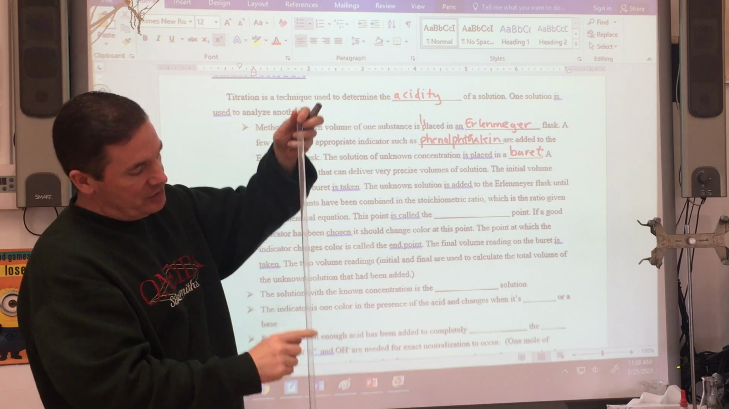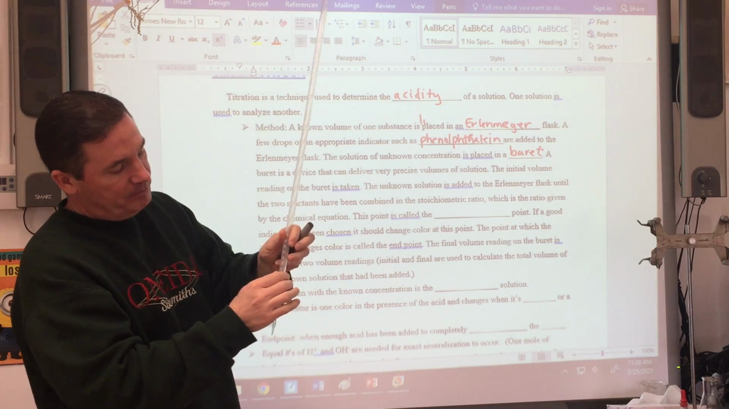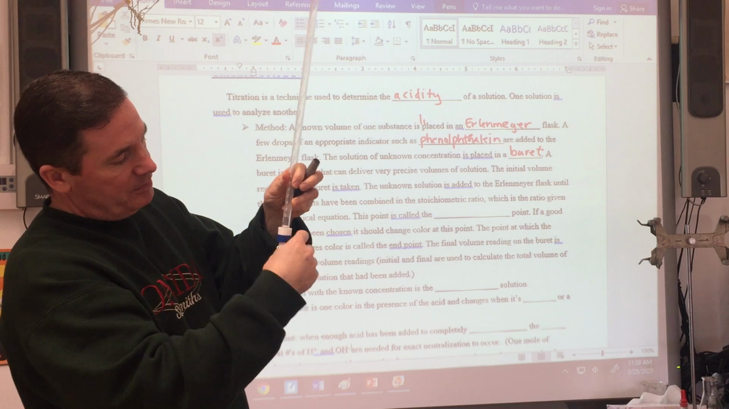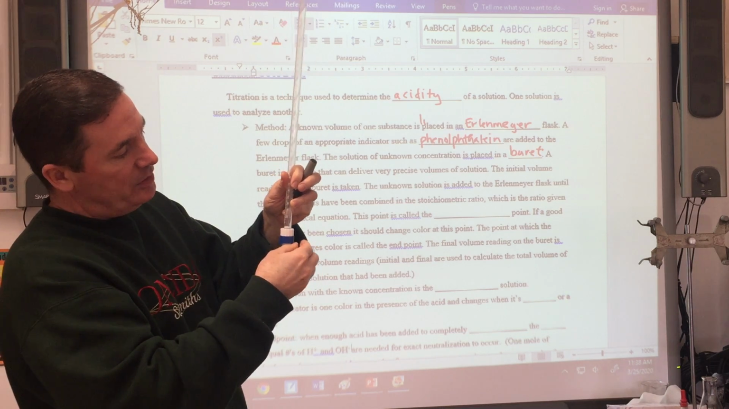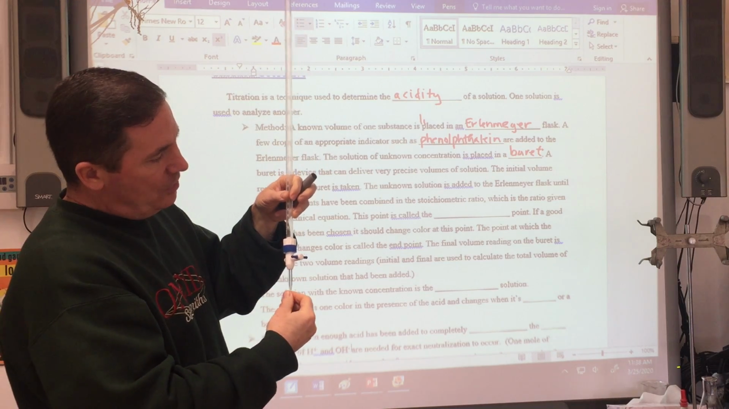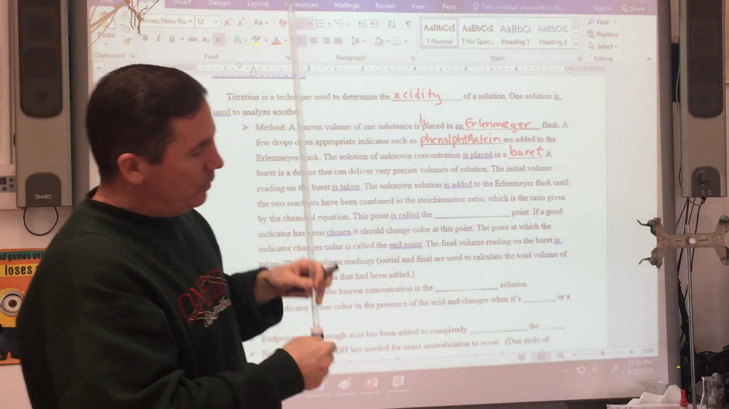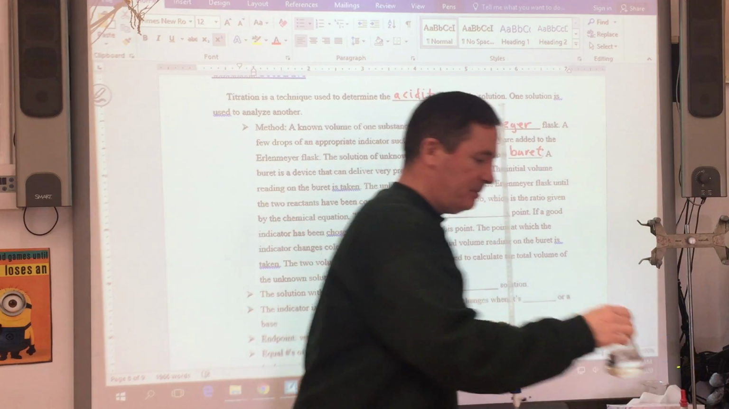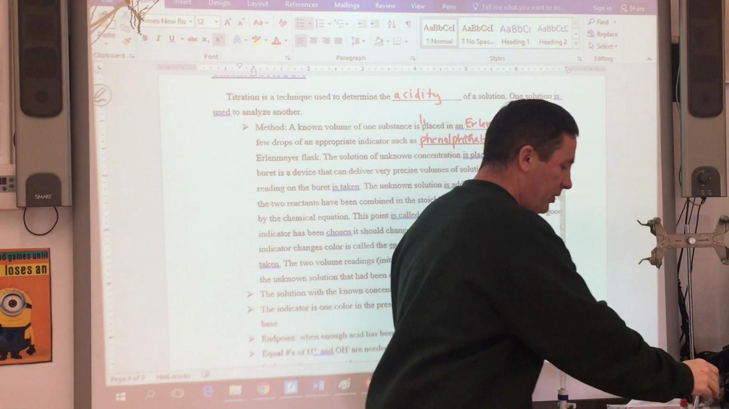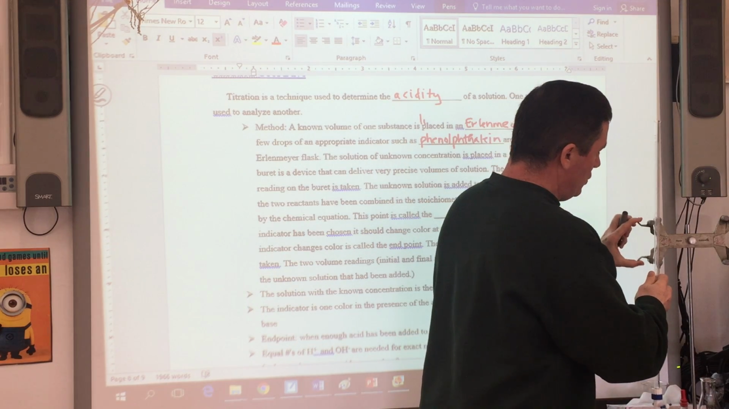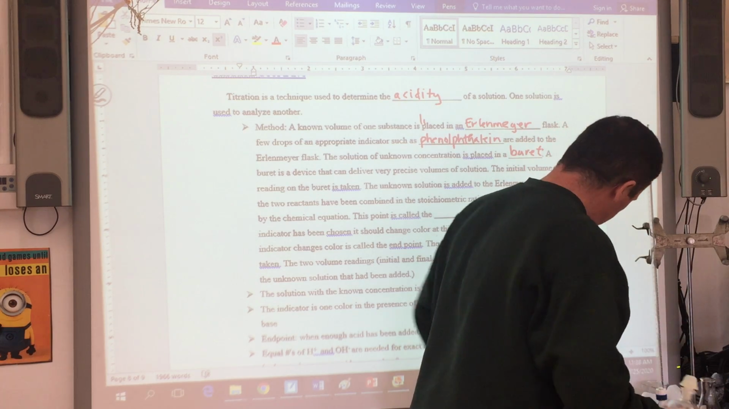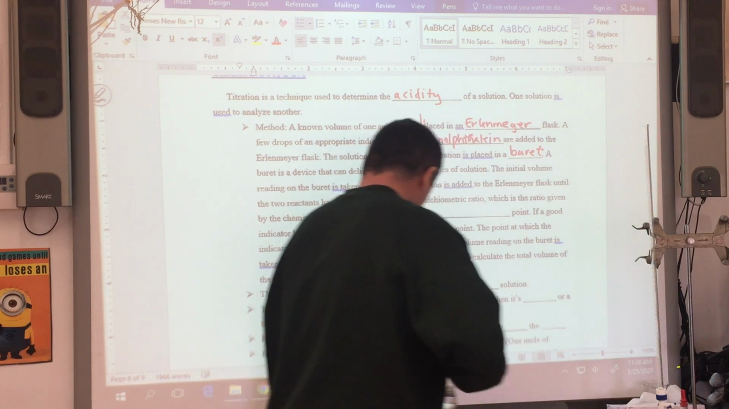This one actually starts at 0 and goes down to 50. And then there's a valve here that allows the liquid to come out through the spigot, through the spout here, and then goes into the Erlenmeyer flask. Now the Erlenmeyer flask is going to contain either your unknown or your known solution, and vice versa in the burette.